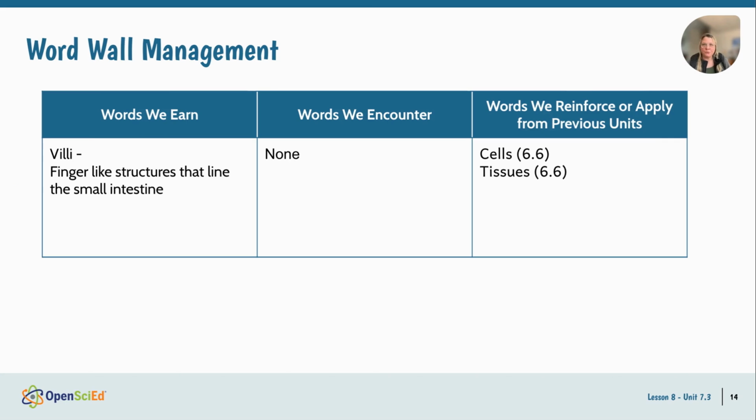There are a couple new word wall words to be added in this lesson. The first is the word villi, which is finger-like structures that line the small intestine. There are no other new words that we encounter, but we do reinforce some words from prior units, those being cells and tissues, if you've completed Unit 6.6.